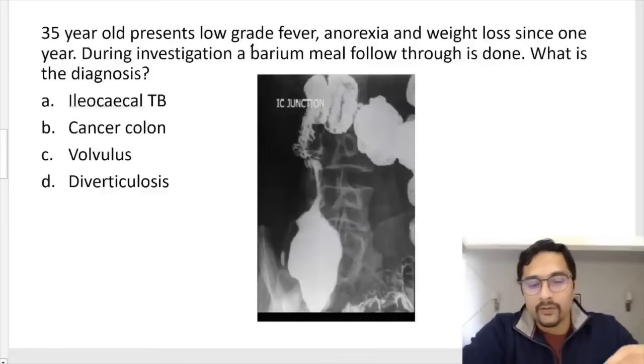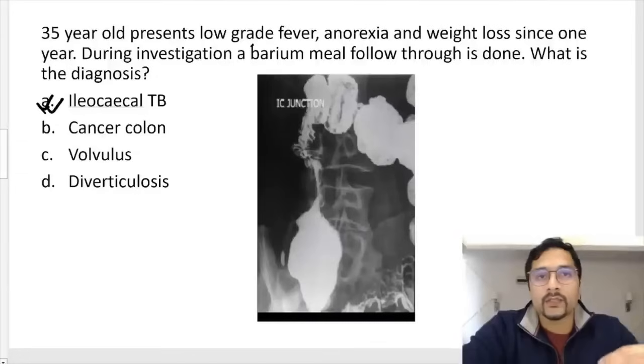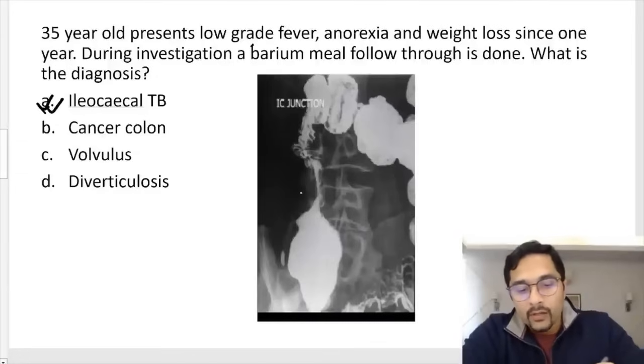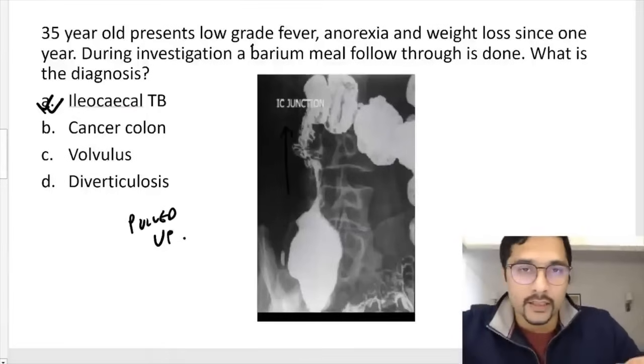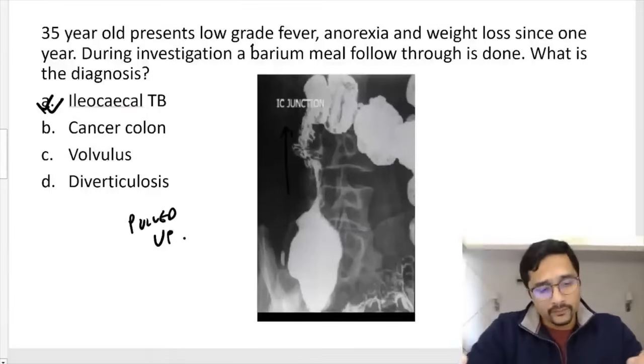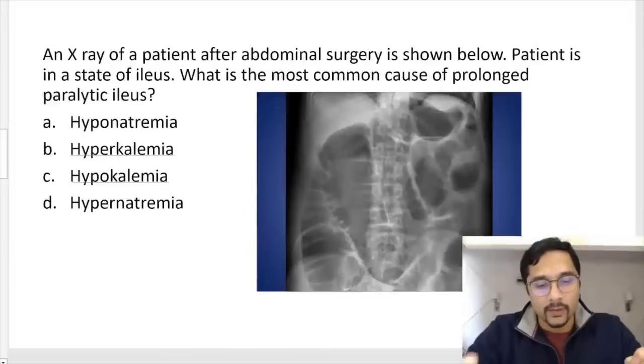Patient comes with low-grade fever, anorexia, weight loss. Barium meal follow-through, this investigation is seen. This is classical of ileocecal tuberculosis. Many names for this, swan neck deformity, right? You can see there is a pulled-up ICJ, a pulled-up ileocecal junction in these patients. This is seen in ileocecal tuberculosis.